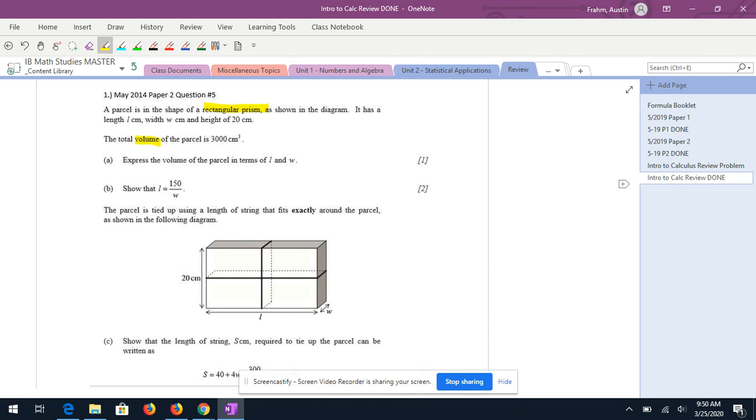Okay, so if the normal equation for the volume of a rectangular prism is length times width times height, and we want to express it in terms of L and W, those are going to stay, and they tell us the height is 20. So the volume is going to be length times width times 20.